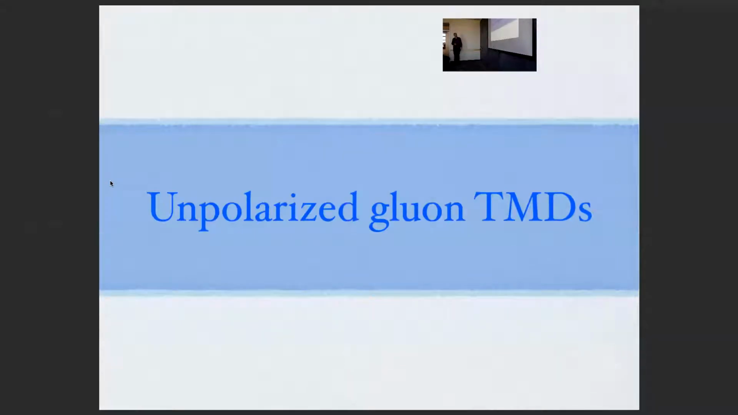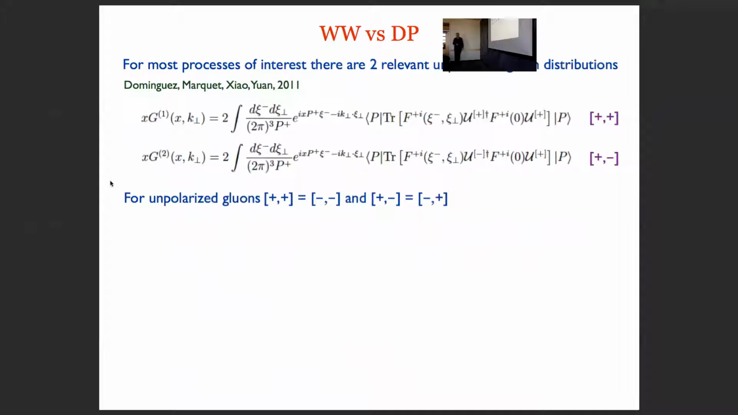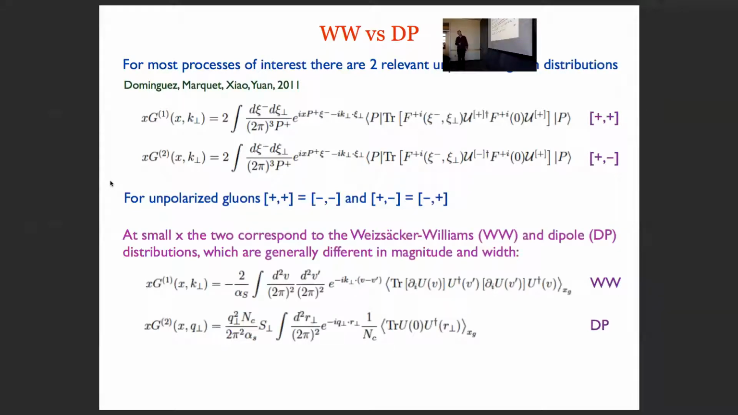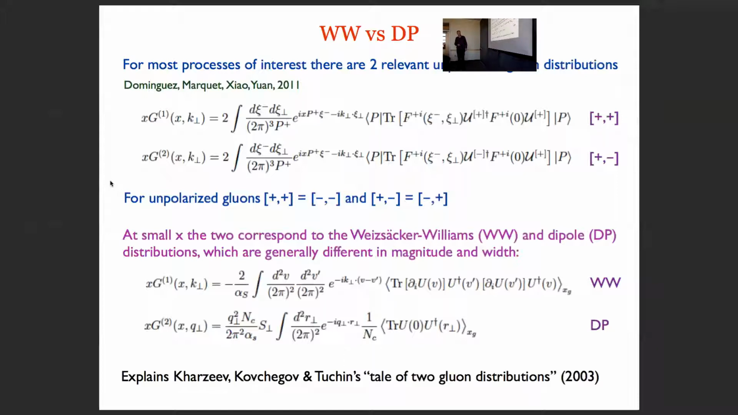Okay. Now unpolarized gluon TMDs. This is a familiar story, I guess, to most people here. As I said before, the cases of interest are just plus-plus and plus-minus in the gluon case. You can have this G1, G2, take small x limits, you have the Weizsäcker-Williams and the dipole gluon distributions, and that solves your tale of two gluon distributions. That was the question: we have two equally valid gluon distribution definitions. Which one do we need? And the answer is, it depends on the process. One process will probe this one, another process will probe that one. And at that time that was completely not obvious.